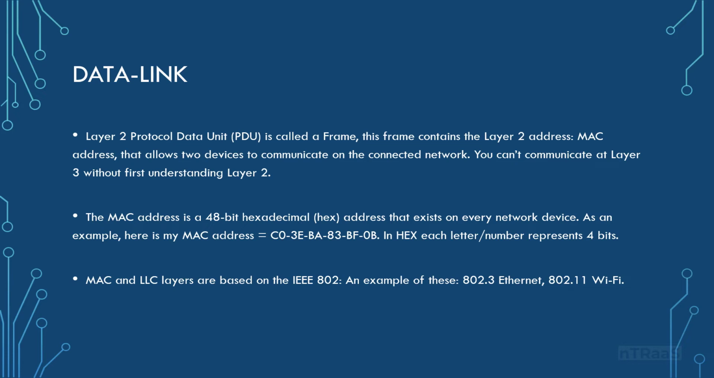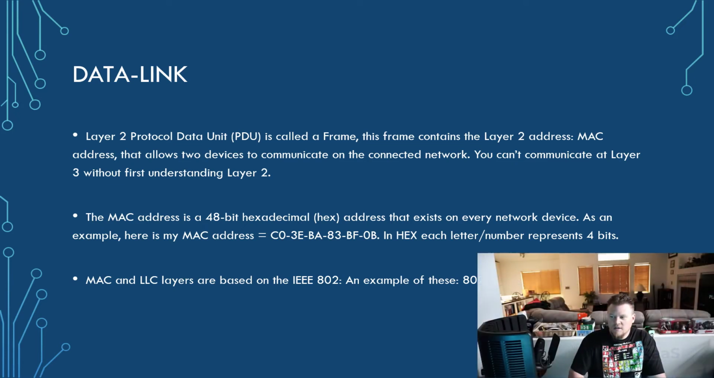Keep in mind the MAC and LLC layers are based on IEEE 802. Some examples of these are the 802.3 or the Ethernet standard and the 802.11 Wi-Fi standard. Keep in mind a lot of these standards have a lot of addendums to them, such as 802.11n or 802.11ac as a few examples. So when you're thinking about standards, there's going to be a lot to them, and when it comes to the data link layer, there can be a lot to know and learn, especially if you dive pretty deep into them.